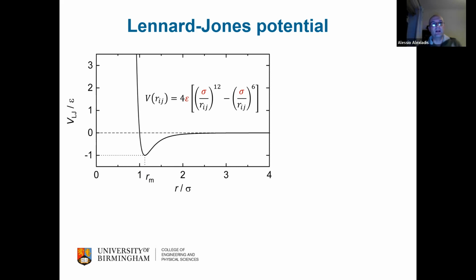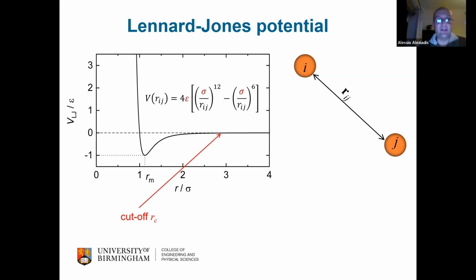Basically, this is the formula. It depends on two constants, epsilon and sigma, and r_ij is the distance between the two atoms. Let me introduce in this potential another concept which is going to be very useful later on when we discuss the neighborhood list.